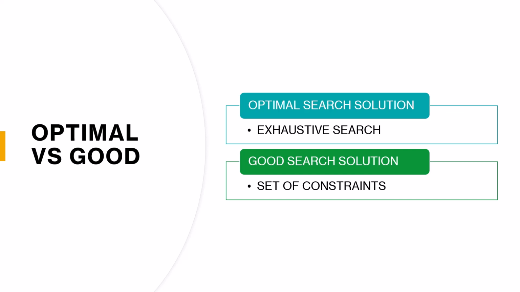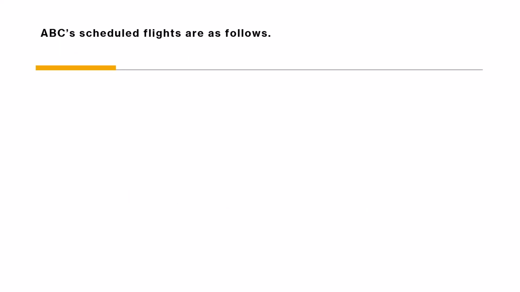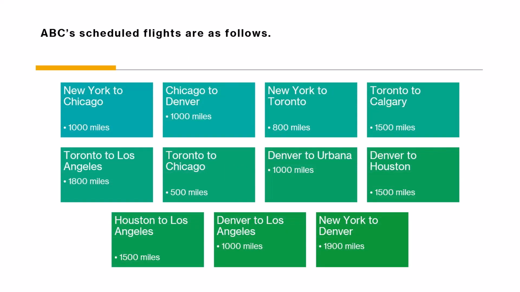Now let's look at a case study. We have a customer who wants to book a flight from New York to Los Angeles with a certain airline. The travel agent tries to convince the customer to select another airline because this one does not have a direct flight, but the customer is adamant. So what is the travel agent going to do? The travel agent will pull up all the scheduled flights for this airline and then try to figure out the routes that the customer can take to reach his or her destination.